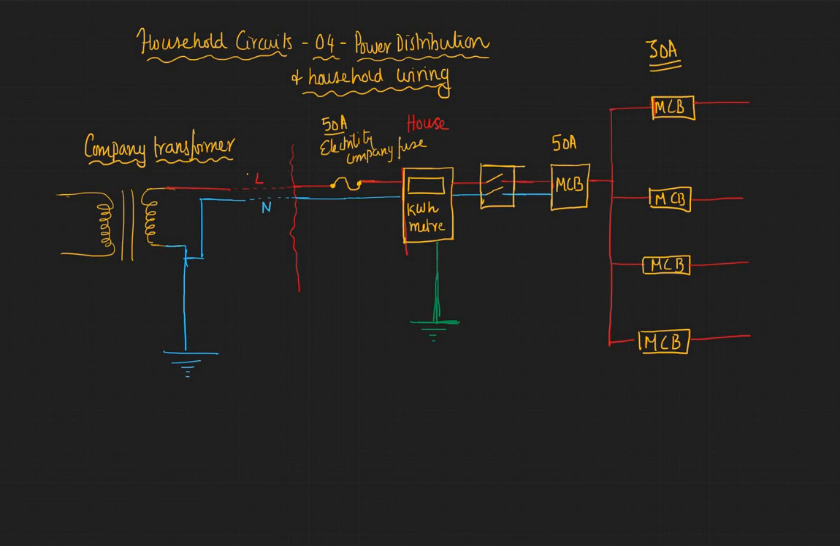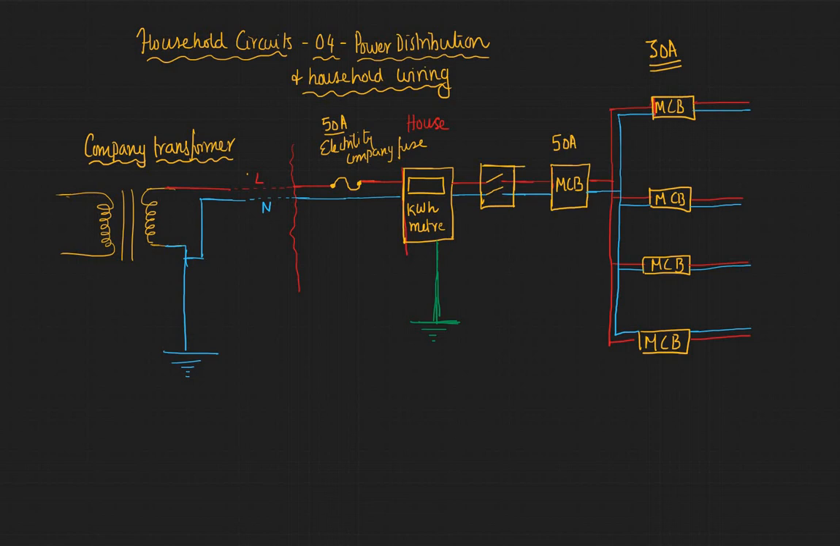The same happens for the neutral. The neutral also is connected. It's drawn and connected through the MCB, and you get the output. So the neutral also is coming out, and it is distributed through different parts of the house.